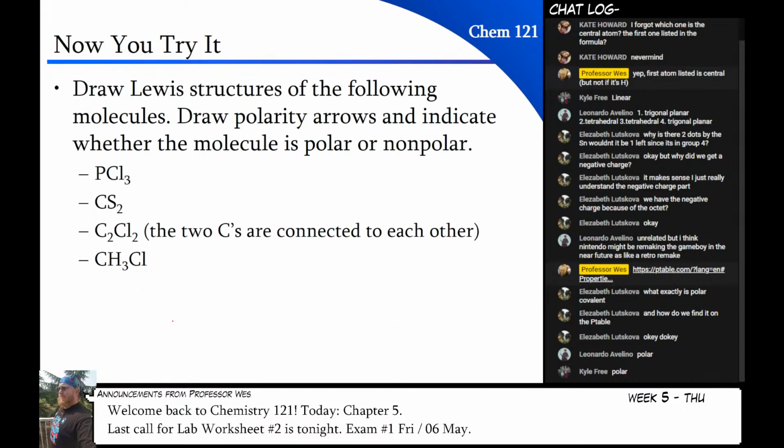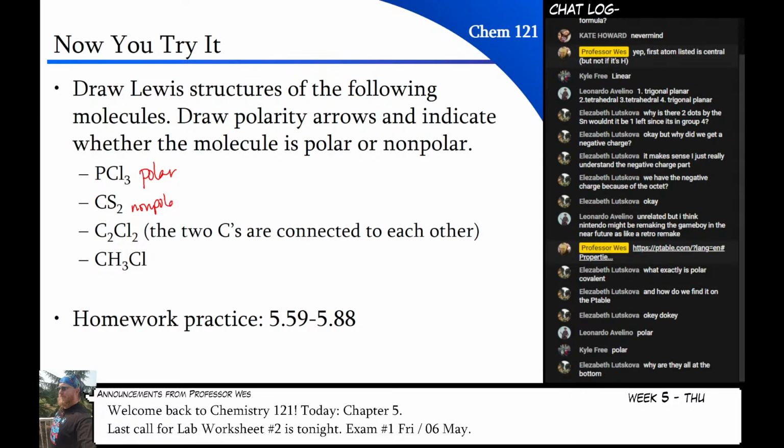All right. So I want you to draw these molecules. Let me put the homework practice on the screen here. I'm going to give you 5 minutes to do this. Actually, now I'm looking at the clock, so I'm just going to have to give you the answers here. So this is polar, nonpolar. This one's nonpolar. And then polar.